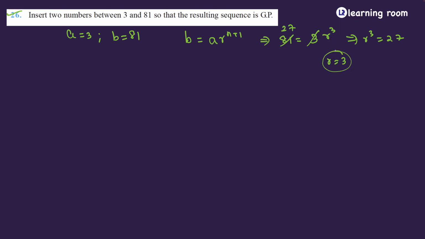So we know that the first number is 3 and R is 3, so the second term is going to be 9. And the third term is going to be 9 into 3, which is 27. And the fourth term is going to be 81. So it's going to be 3, 9, 27, and 81. Yeah, the geometric means are 9 and 27. Clear?